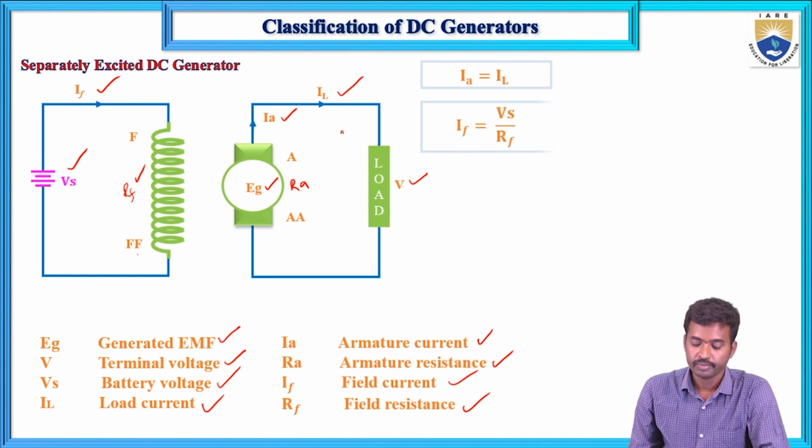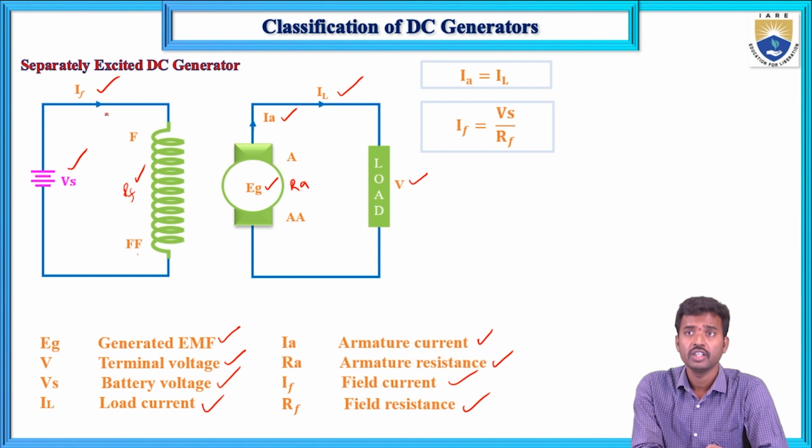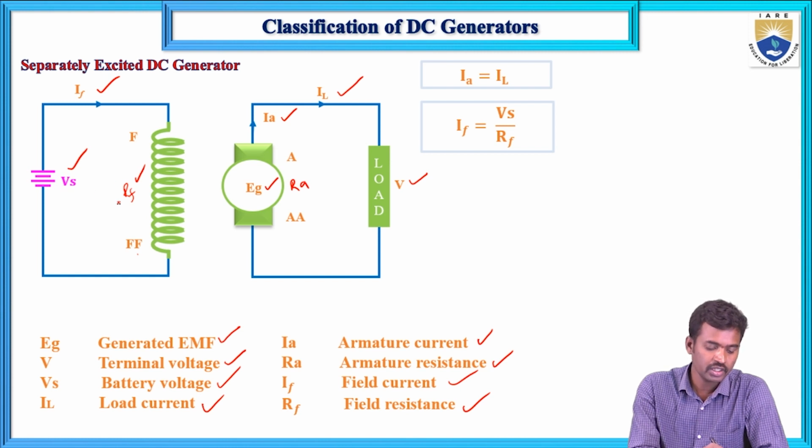Now coming to the field winding current. The voltage divided by the resistance gives the current. Here the battery voltage is Vs and the field winding resistance is RF, so Vs by RF is the field current IF.